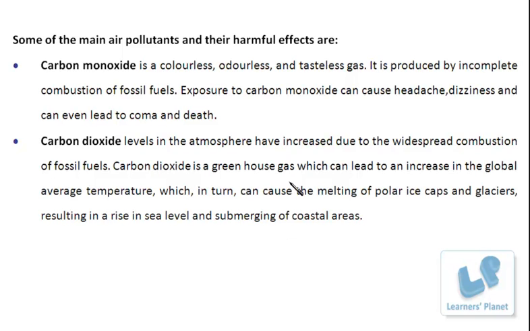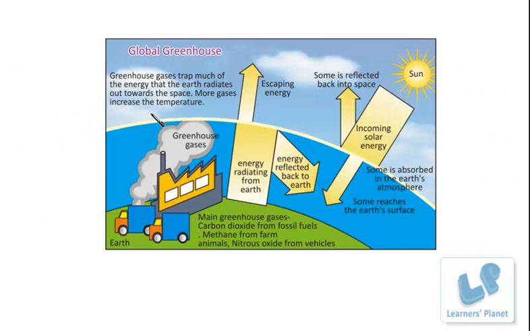I'll show you this greenhouse effect by a picture. See how the global greenhouse effect takes place. The fossil fuels are used by the automobiles and also in the industries, the small scale factories. They emit carbon dioxide and many other gases. The main greenhouse gas, carbon dioxide, is obtained from fossil fuels.